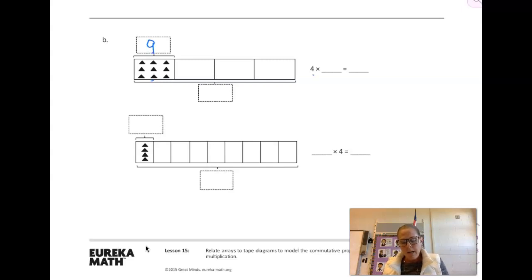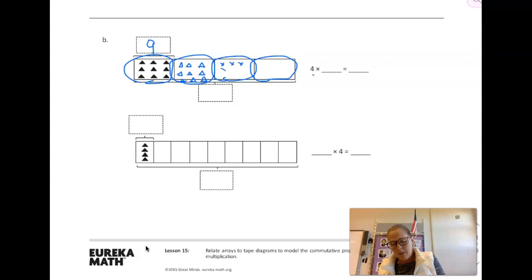They told us over here we have 4 groups. So here's a group, here's a group, here's a group, here's a group. So we're going to go ahead and draw our 9 triangles. You can if you want to. You could also skip count by 9s. It's up to you. I'm going to draw X's just to make it go a little bit faster. Okay, so now I've filled in all of my groups.